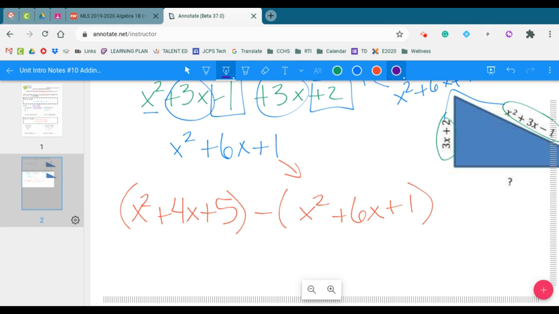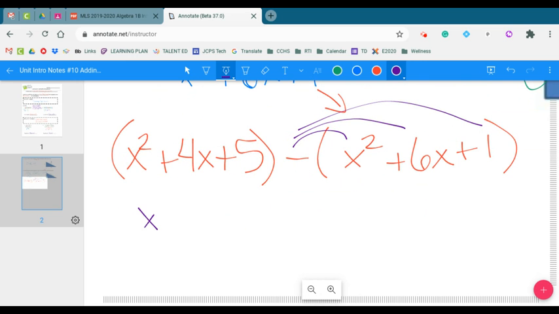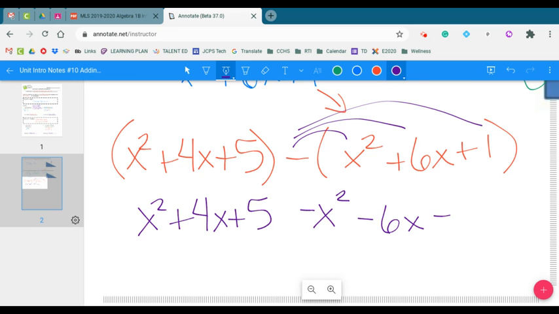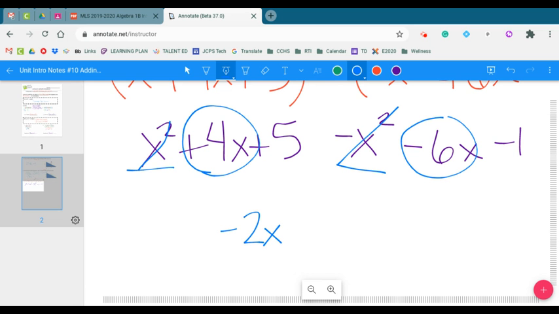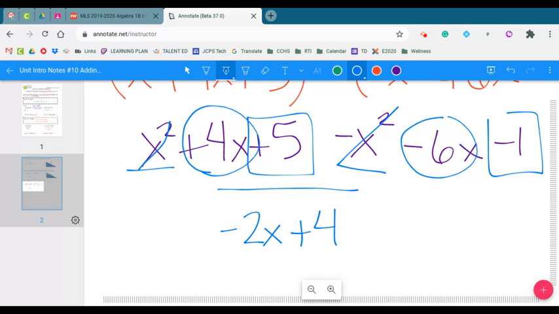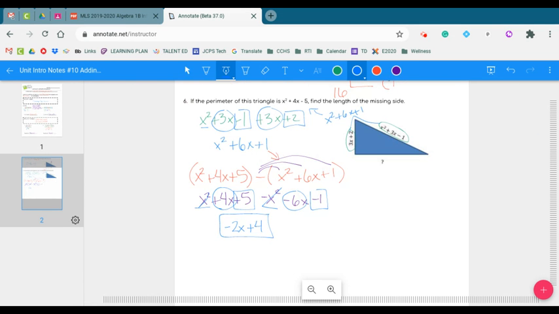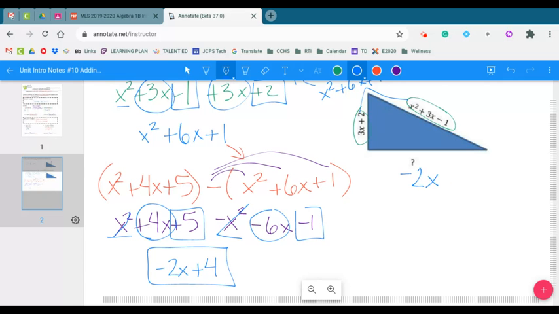So that means I'm going to have to distribute this negative to each term. So the front one stays the same. Negative times x squared is going to give me negative x squared. Negative times 6x is going to give me negative 6x. And negative times 1 is going to give me negative 1. Combine your like terms. X squared minus x squared cancels. 4x and negative 6x is going to give me negative 2x. Positive 5 and a negative 1 is going to give me a positive 4. So that is the length of my third side.